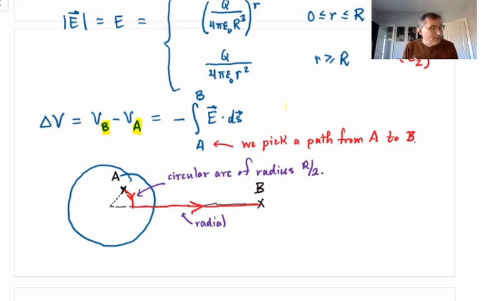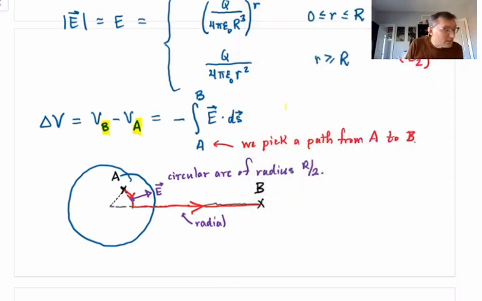Now, notice something. Along the circular arc at any point, if I were to draw the electric field vector, let me get rid of some of this stuff for just a moment. How about at the point right there on the circular arc? What's the direction of the electric field? Radially away from the center. But what's the direction of the ds I'm going to take? The little displacement step along the circular arc. Well, aren't those perpendicular?